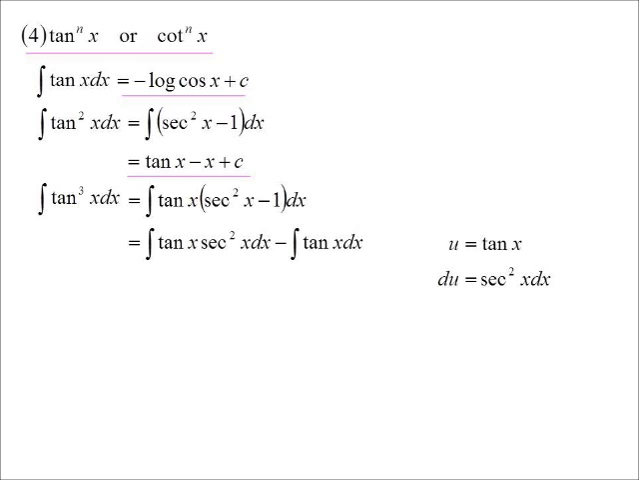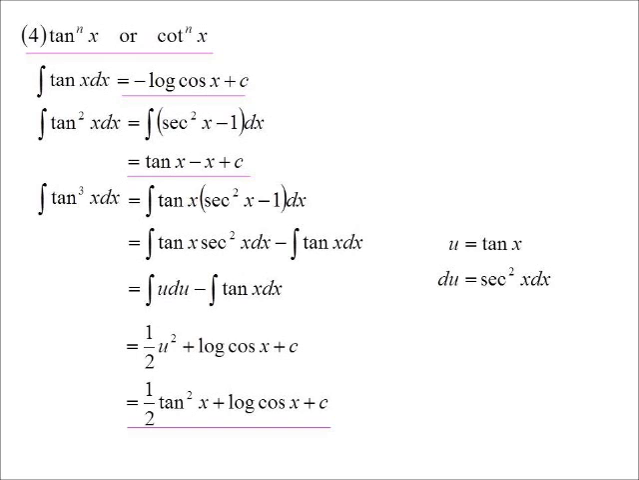So u equals tan x. So I've got just u du, half u squared plus the log of cos x. And we get half tan squared plus log cos x. Tan to the 4 then, what am I going to do there?